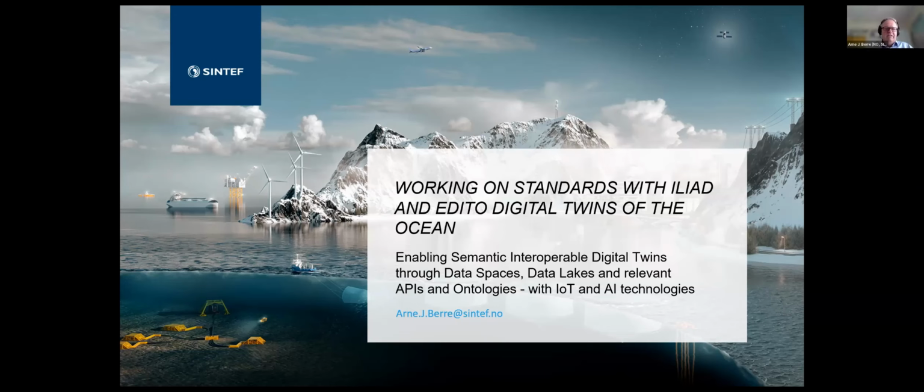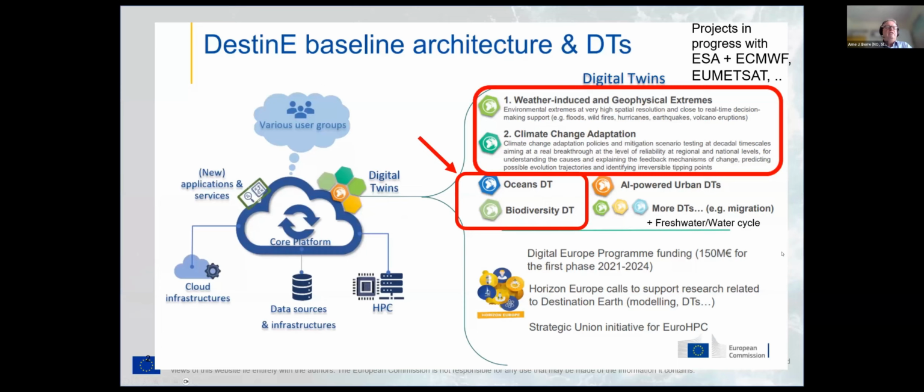Thank you, Bente. So as you see on the slide here, it's also about enabling semantic interoperable digital twins through data spaces, data lakes, and relevant APIs and ontologies, using also IoT and AI technologies. The wider context of the work in the European context is related to Destination Earth, which is a large program that includes a number of digital twins currently ongoing, weather-induced and geophysical extreme weather twin, and also climate change twin, managed by ESA, the European Center for Medium Weather Forecast, and EUMETSAT.